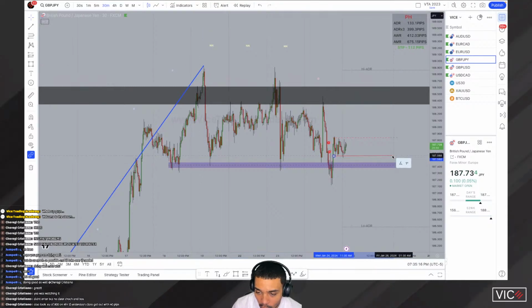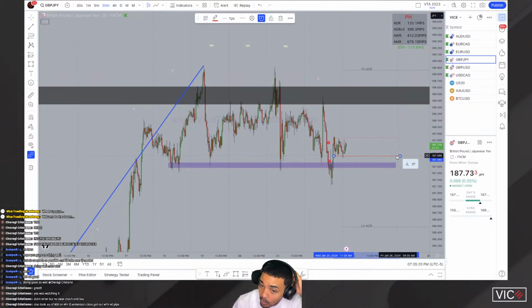So the fact that I'm off the lows is the place where I want to be, not in the middle, right? This is the high, this is the low, this is almost in the middle. I'm not taking a trade in the middle. That's not where I want to take a trade, not in the middle of the highs and the lows.